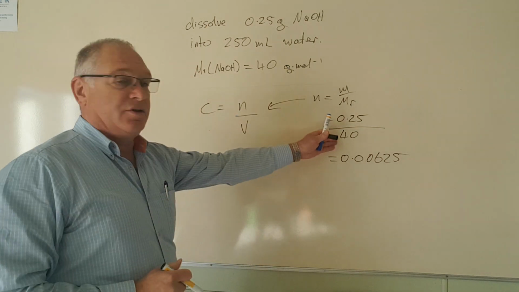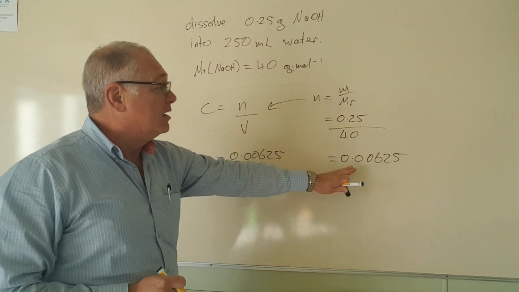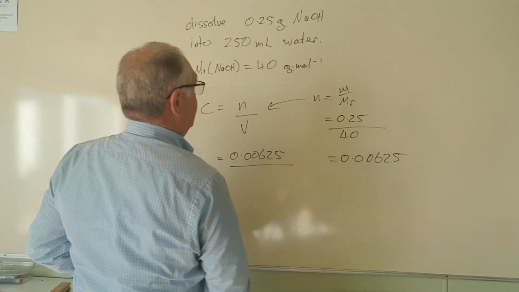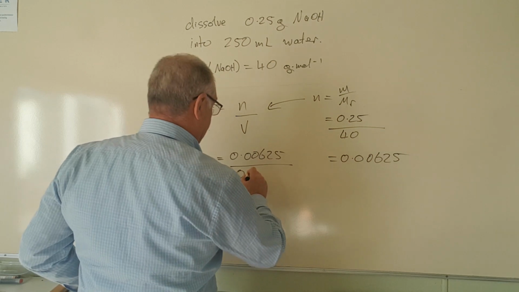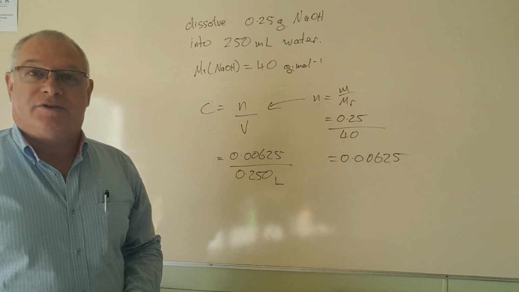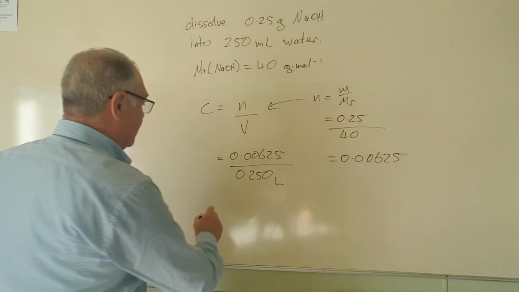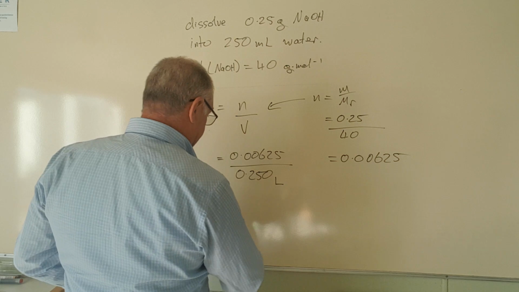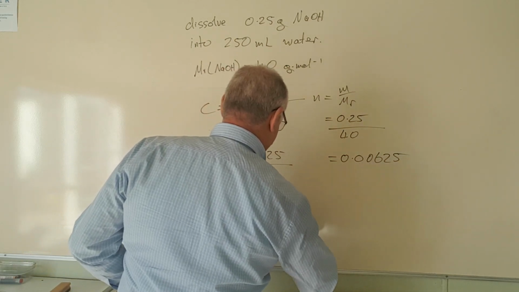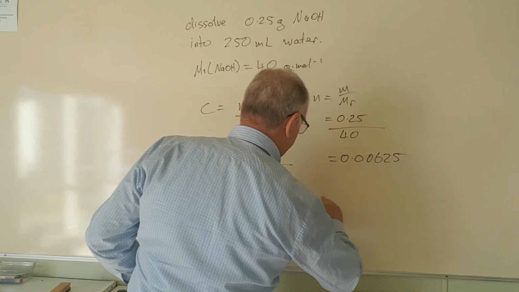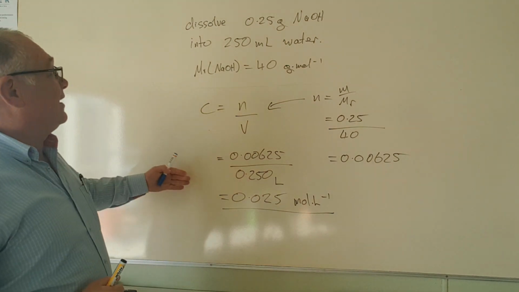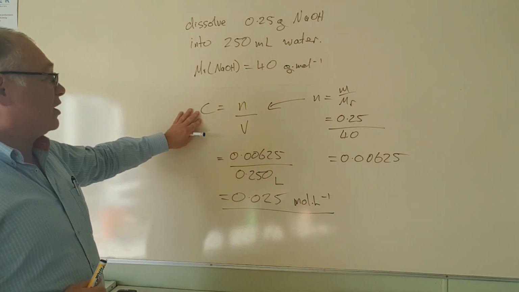So that means the number of moles is 0.00625. When I do this calculation on my calculator, I'm going to leave all the numbers on the screen, and then I'm just going to divide it by 0.250 because we need to use litres, not millilitres. And when I push the equals button, I end up with 0.025 mole per litre. Don't forget the unit.